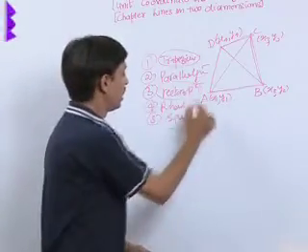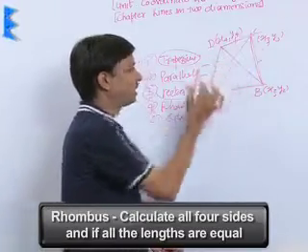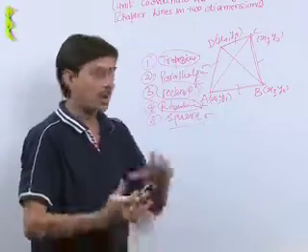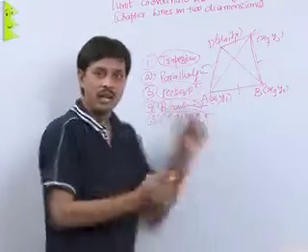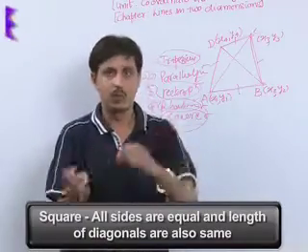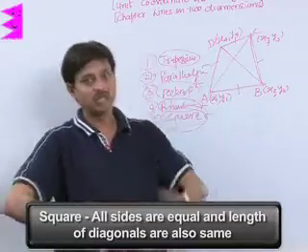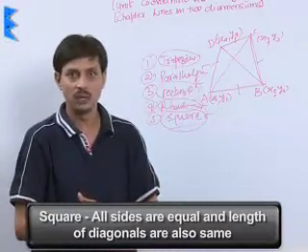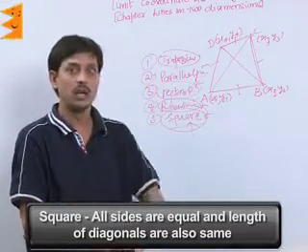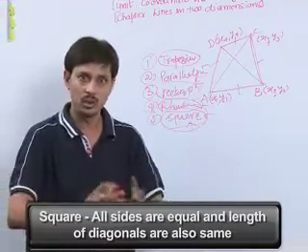Suppose you want to say it is a rhombus. To check whether it is a rhombus, calculate all 4 sides, and if all these lengths are equal, we will say it is a rhombus. Now finally, how can we say it is a square? A square is a special type of rhombus where each angle is 90 degrees, or a special type of rectangle with all sides equal. So whenever you want to prove it is a square, we have to check that all sides are equal and the lengths of the diagonals are also the same.